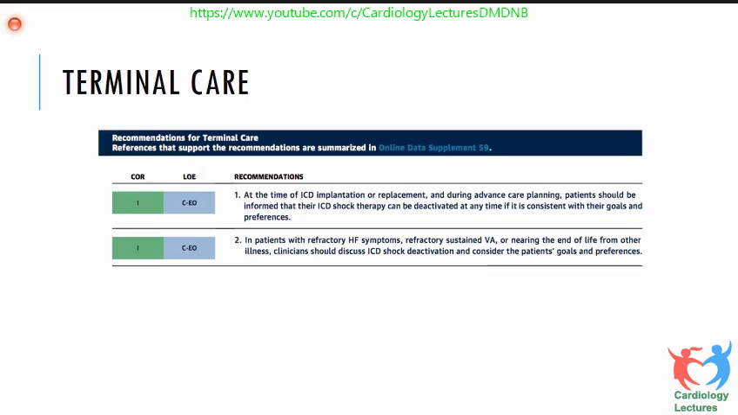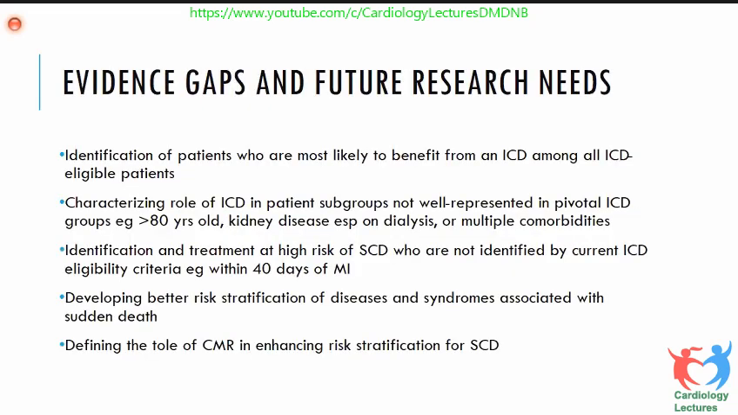Also, terminal care is essential for the patient with severe heart failure who is not eligible. And the other thing they talk about is ICD termination at the end of life care. So this is also quite important, and this is outlined in the guideline as well. The following is actually the last paragraph from the guideline, and they do recognize and acknowledge evidence gaps and future research needs.